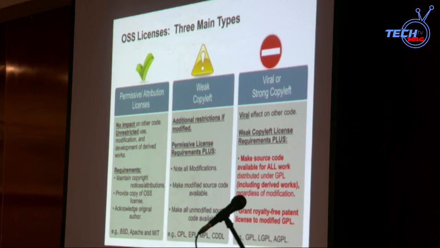And then we have the viral or strong copyleft licenses, and you have to do everything else that has been mentioned, but you have to make source code available for all work distributed under the general public licenses, including derived works regardless of modification. And if there is a patent to anything that you have modified or you have added to this, you are supposed to grant it on a royalty-free license basis. So that means anyone should be able to use that without paying you anything. So those are the general public licenses, the lesser general public licenses. So if the platform that you're using has any of these, you have to be aware of that.